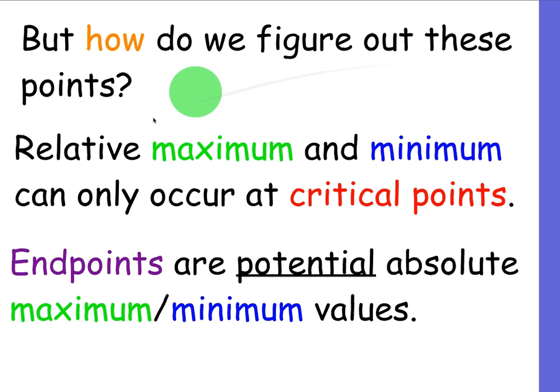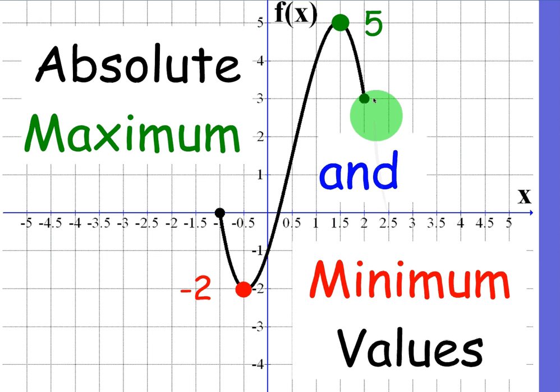But how can we figure these points out? Relative max and minimum can only occur at critical points. However, we also have to take into account endpoints as our potential absolute maximum and minimum. Why is that? Well, if we look back at our graph, suppose that the graph, if we didn't cut it off at these endpoints, went back up, then this wouldn't be the highest point anymore. Same for this one. Suppose this graph, if we didn't cut it off, went back down, then it wouldn't be the lowest point anymore. So endpoints can be absolute max and min.